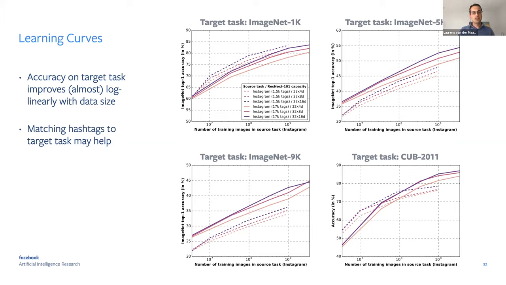What you see in all these plots is that the performance of the model improves as you increase the amount of training images, and the performance improves in a fairly predictable way. Which is kind of nice, because it means that you can almost predict what will happen as you double the number of training images in a training like this.